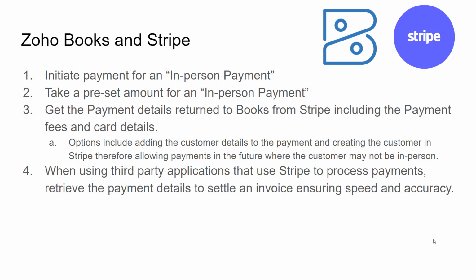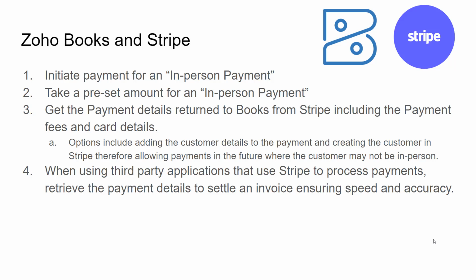We're also, through that process, once the payment is made, able to connect to Stripe and get those payment details back so we can get the fees, we can get the reference details of the transaction, etc. So all of that happens in one step. So 1 and 3 or 2 and 3 work together all in one process.